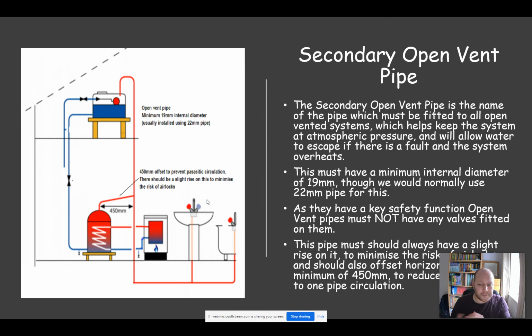We briefly touched on convection earlier on, and essentially we talked about how hot water will rise and colder water will fall. And if this vent pipe came straight off the top here, all of the hottest water in the cylinder is just going to rise right up to the top of the vent and cool in the pipe and start to fall back down, which essentially reduces the efficiency of the cylinder. So by taking this pipe 450 mil, or at least 450 mil, horizontally, it essentially reduces that one pipe circulation.